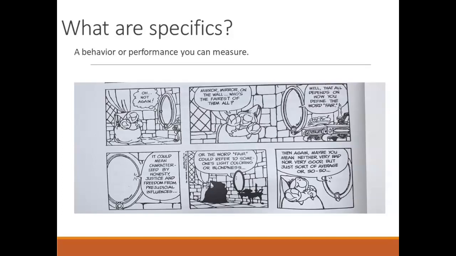Other specifics might include smiling often, writing a report, creating an agenda, calling a guardian. It's important to be able to recognize whether something is a fuzzy or specific behavior, which is something we can do. And I just included this comic here from Major's book because I found it interesting, because she's asking who's the fairest of them all, and the mirror says, well, that depends on how you define the word fair.